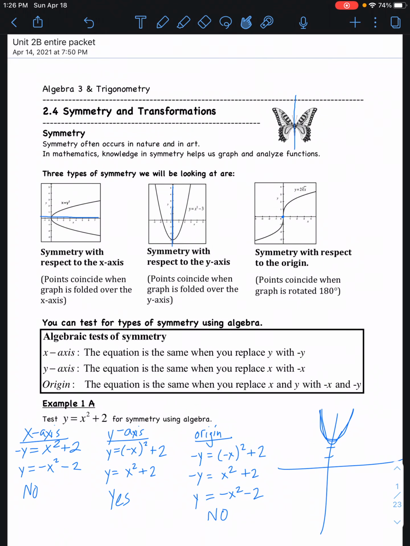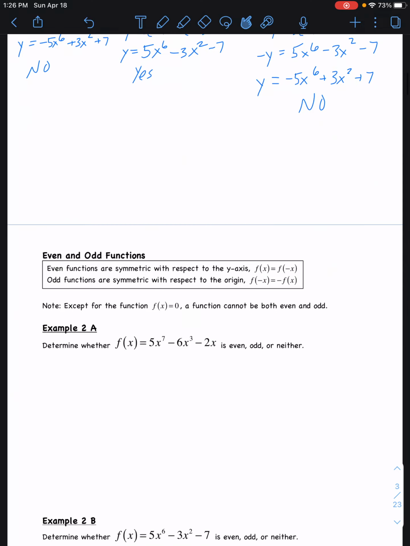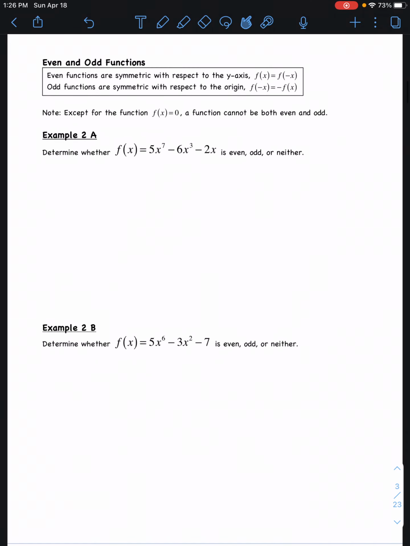Okay, guys, we're continuing on with packet 2.4, also known as Unit 2B. We did part 1 already the other day, so we're continuing on with part 2 here. This first part I should have actually thrown in with the symmetry on part 1, but anyway, here it is.